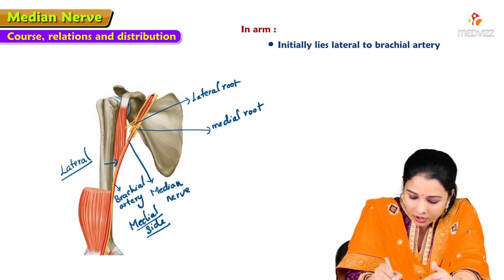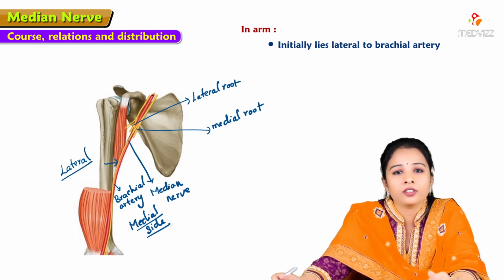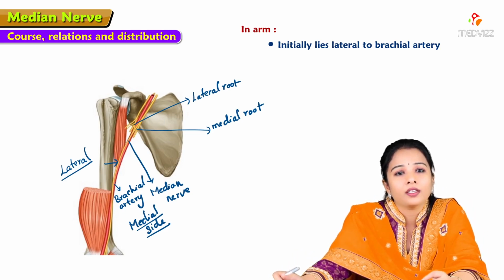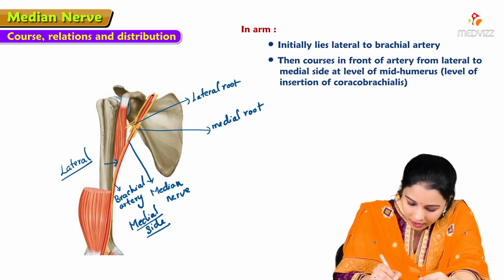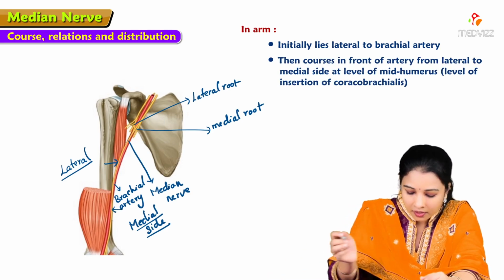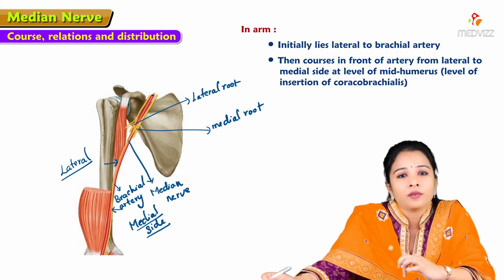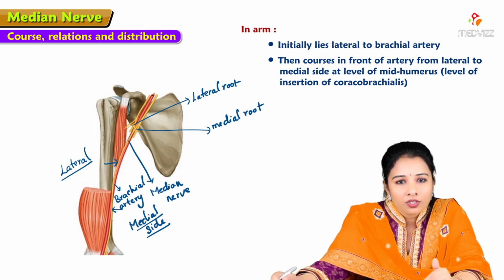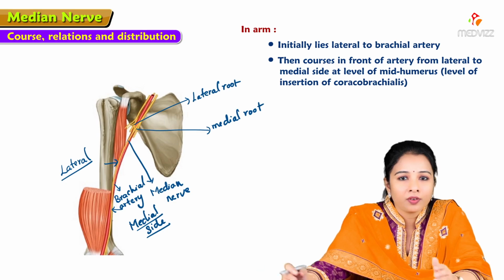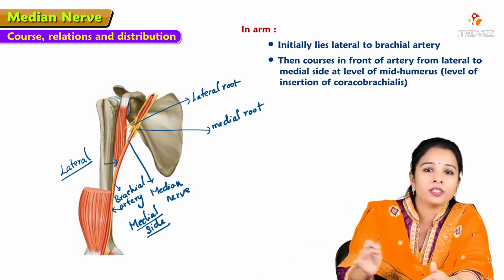I have put a direction to show it is lying lateral to the brachial artery, and then courses in front of the artery. We can see slowly it comes in front here. So here I am putting an arrow to show it comes in front of the brachial, that is anterior to the brachial artery. And after crossing anterior, it lies to the medial. From lateral, it goes towards the medial side.